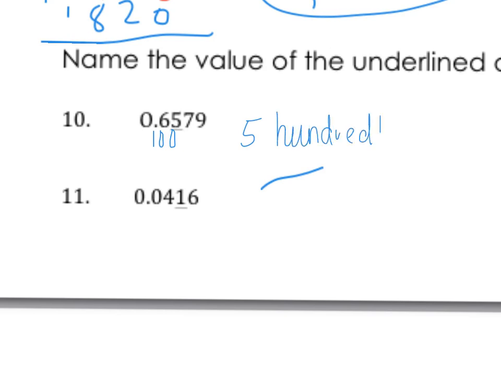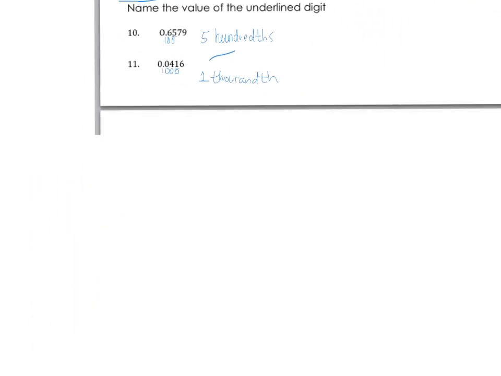And then the number 11. 1 0 0 0. That's 1,000. So the value is 1,000th, or thousandth. There's only one of them, so that is singular, not plural.